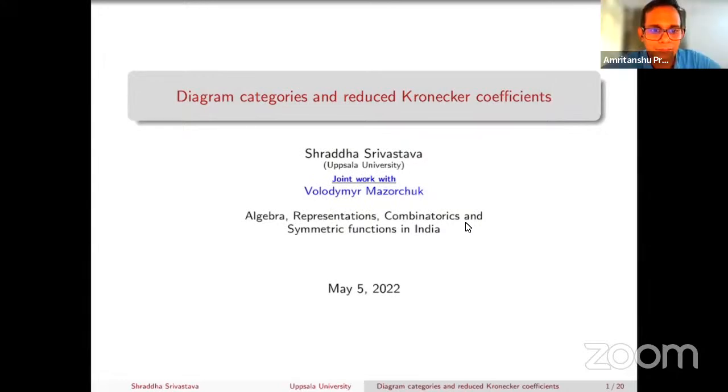Good morning, everyone. I thank the organizers for giving me this opportunity to speak here. In this talk, we are going to discuss diagram categories and their connection to the reduced Kronecker coefficients, which appear in algebraic combinatorics and representation theory of symmetric groups.